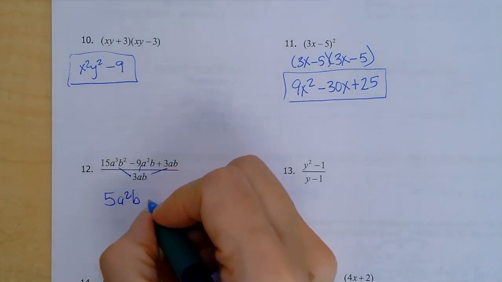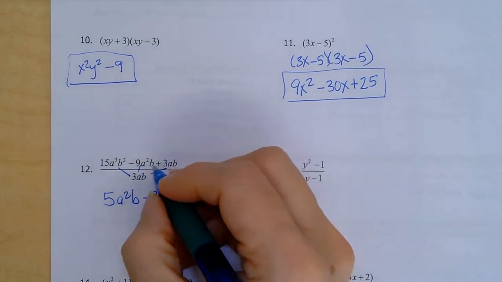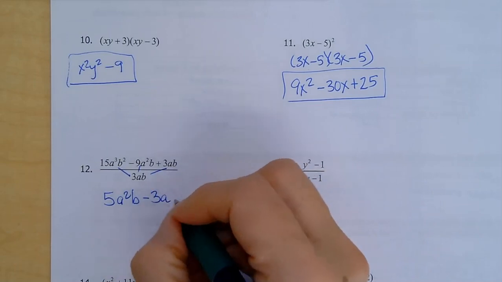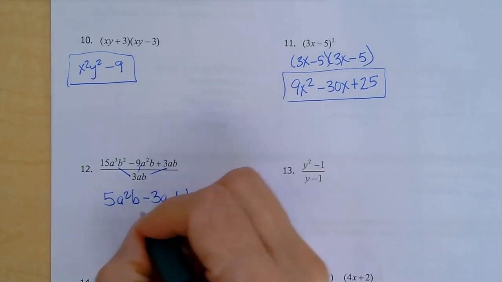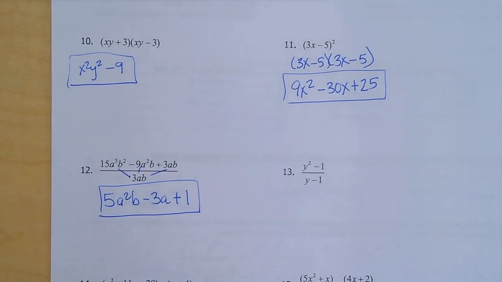Now I have negative 9 divided by 3 is negative 3. A squared over a is a. B over b is just 1, so I'm not even going to write anything. And here, 3ab divided by 3ab is just 1. Anything divided by itself is 1. So that should be my answer.